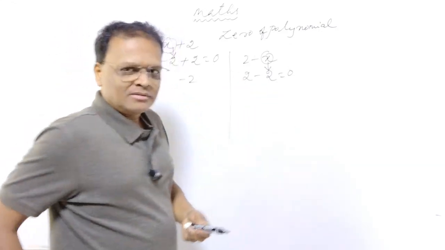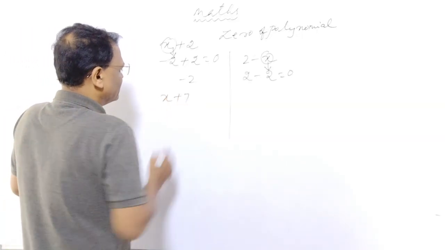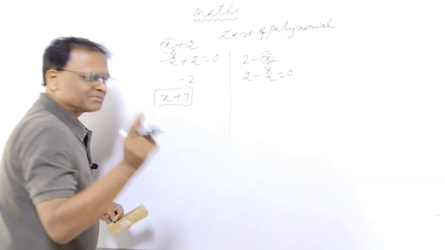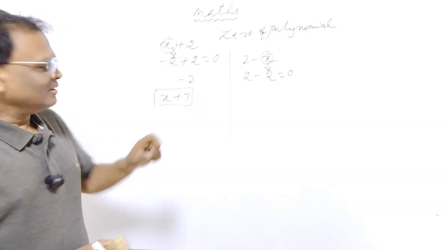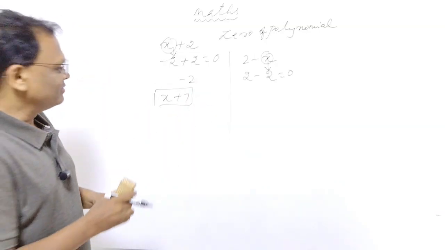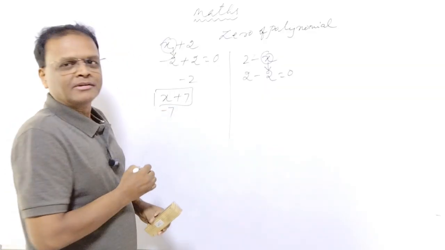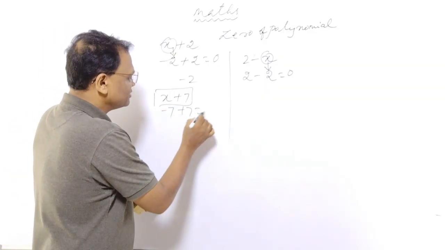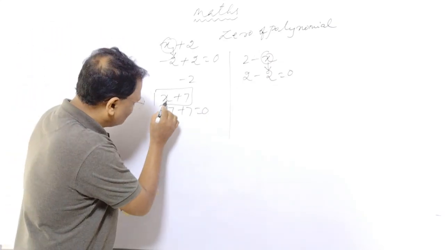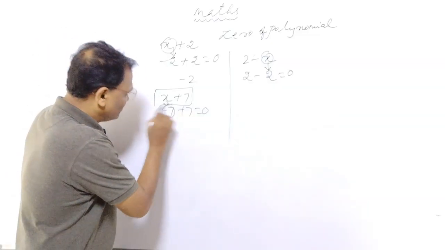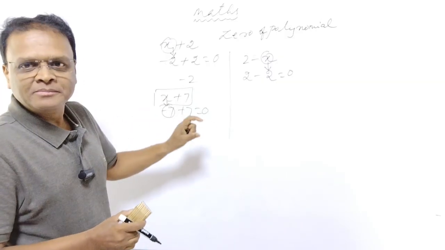Let's do one more example. The next example is x plus 7. In this x plus 7, what would be the value of x so that if I write it instead of x, this expression becomes 0? Look here. If instead of x I write minus 7, then this becomes entirely 0. Why does it become 0? Because I took the x value as minus 7. So this minus 7 is called the 0 of this polynomial.